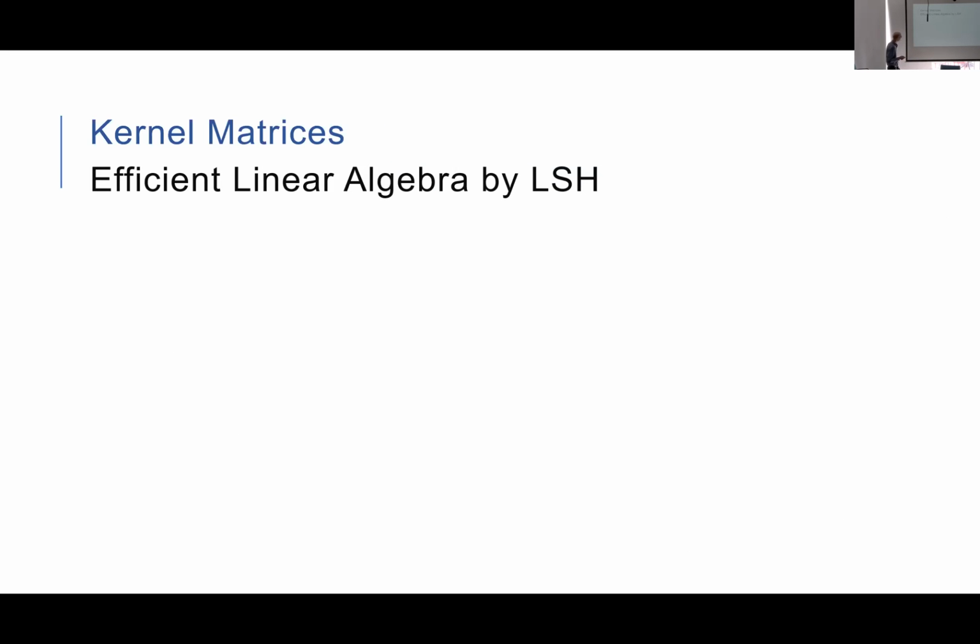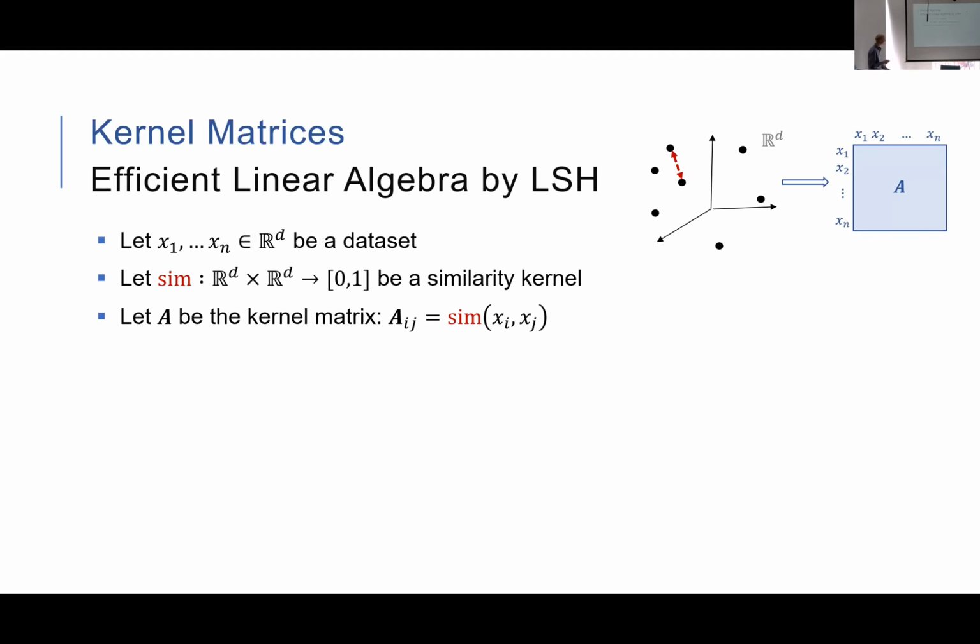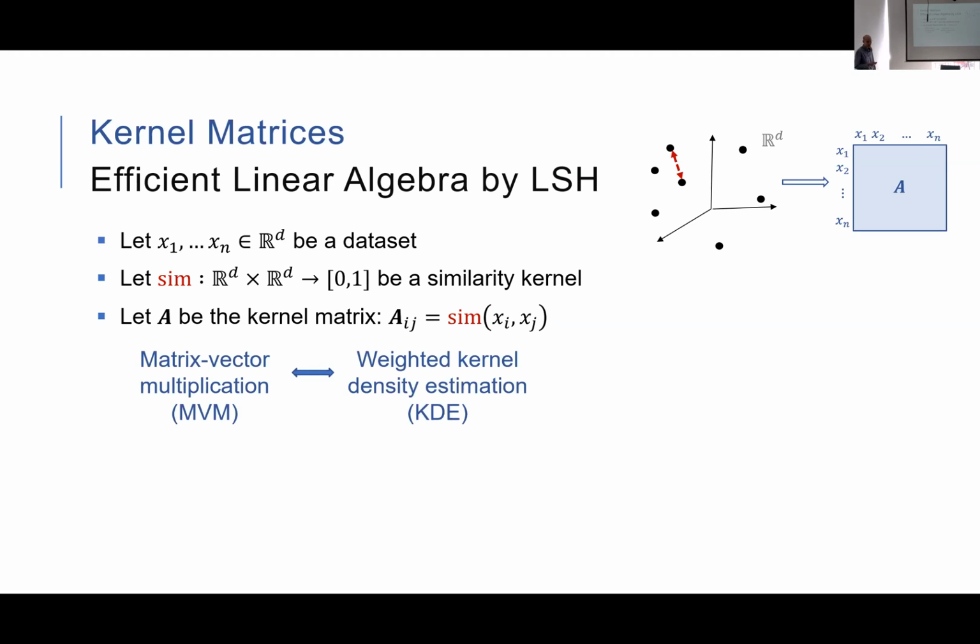Okay, so now let me quickly, I have a couple more minutes, run through to show you why I said that this is related to the previous part of the talk, why this is related to metric compression. So this is the usual setting: points in R to the D, a similarity that we call a kernel, and the associated kernel matrix. And the crucial point here is that multiplying this matrix by a vector is equivalent, and it's very easy, to a weighted form of kernel density estimation, which is a known problem.